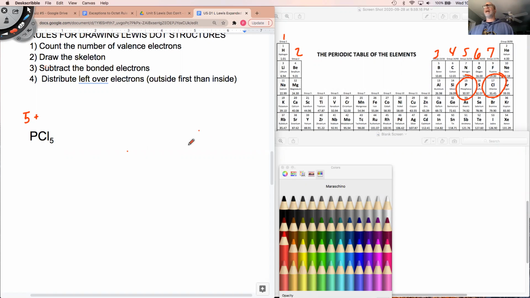That's right. Chlorine's going to have 7 valence electrons. Well, 5 times 7 equals 35. So there's 7 valence electrons times 5 equals 35 valence electrons, and 35 plus 5 equals 40. So we have 40 valence electrons, and now we want to draw the skeleton.